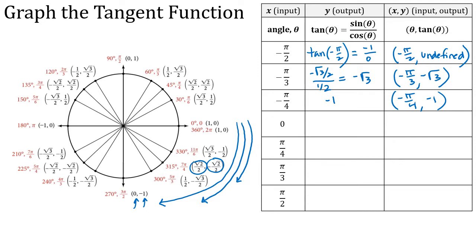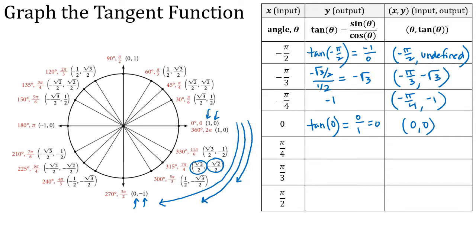All right, so now we're back to 0 and the positive numbers. The tangent of 0 radians is equal to the sine of 0 radians, which is 0, divided by the cosine of 0 radians, which is 1. And 0 divided by 1 is 0. So we have an ordered pair that looks like it's at the origin.